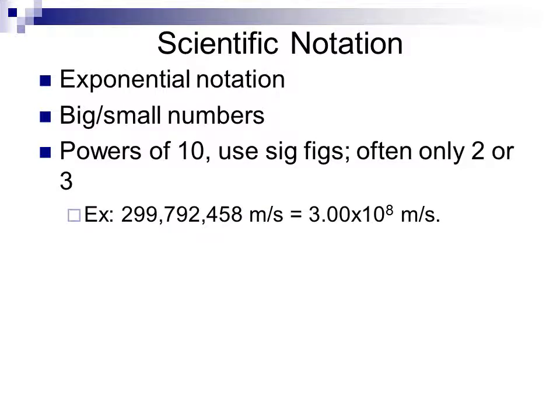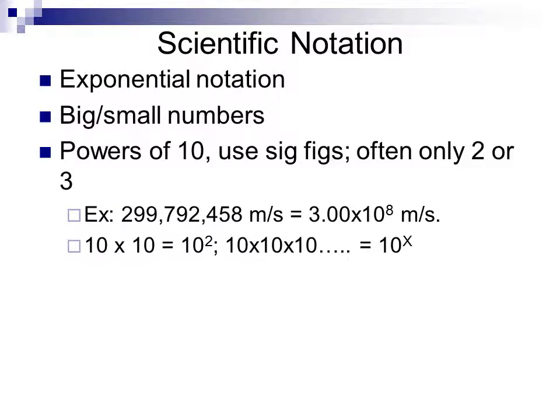So we look, for example, at a value, the value 299,792,458 meters per second, which is the speed of light in a vacuum. We can express this to three significant figures as 3 times 10 to the 8 meters per second.